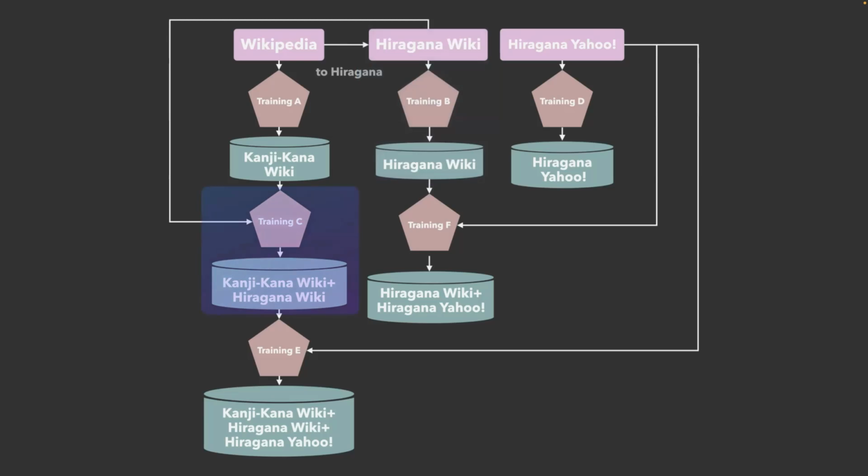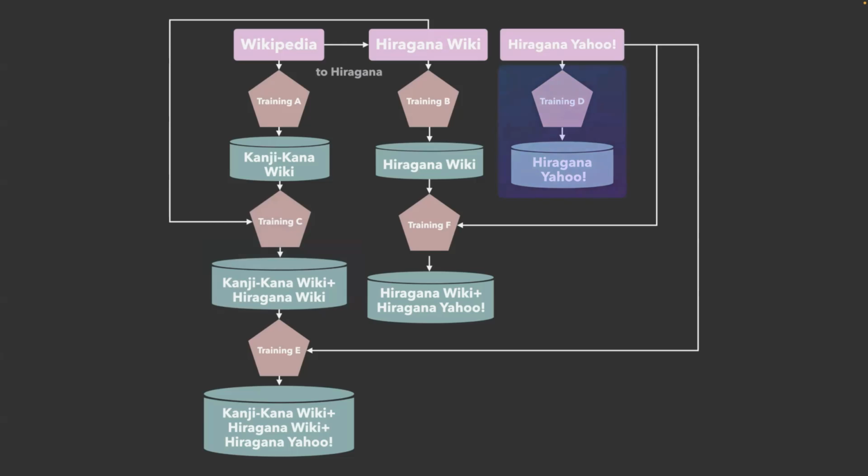Next is training C. The training data for training C is the same as that used in training B. We call this model the Kanji Kana Wiki plus Hiragana Wiki model. The above three models use the information from Wikipedia as training data. The next section describes the model using the Hiragana Yahoo Answers.